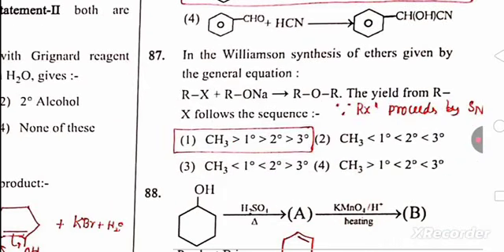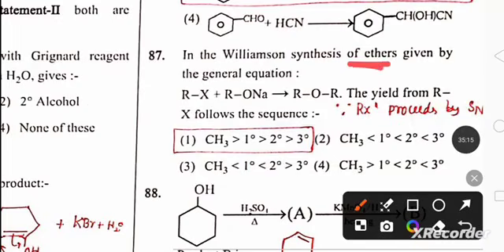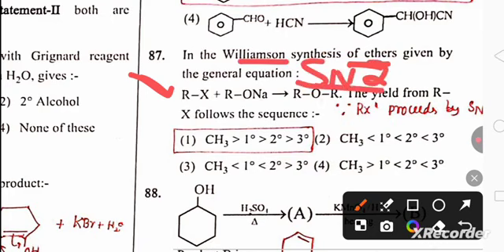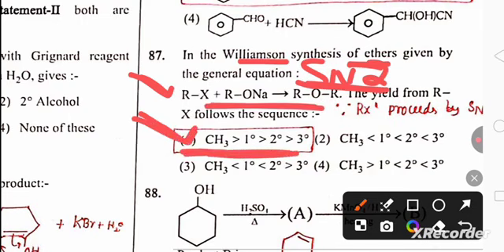In the Williamson synthesis of ether given by this general reaction, among the options, which will follow the sequence? So we know Williamson's ether synthesis follows SN2 mechanism, and in SN2 mechanism, primary alkyl halides are more reactive, or methyl halides are more reactive. So option 1 is the right answer, because Williamson's ether synthesis follows SN2 mechanism.